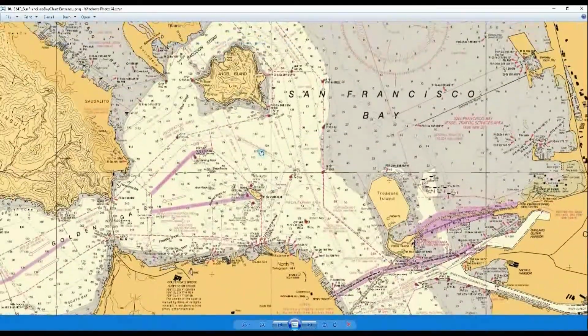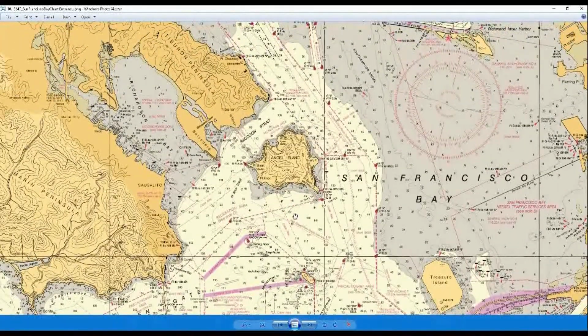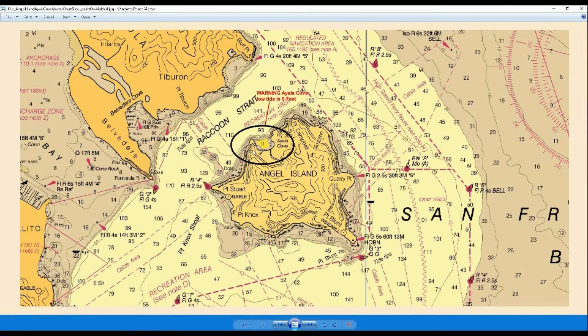I also cut out chart snippets for the various places that I'm going to visit, like I mentioned. And I also have one for Angel Island. I'll show you that one. This is a chart snippet for Angel Island. Again, Ayala Cove is 9 feet average low tide, and I put notations here.